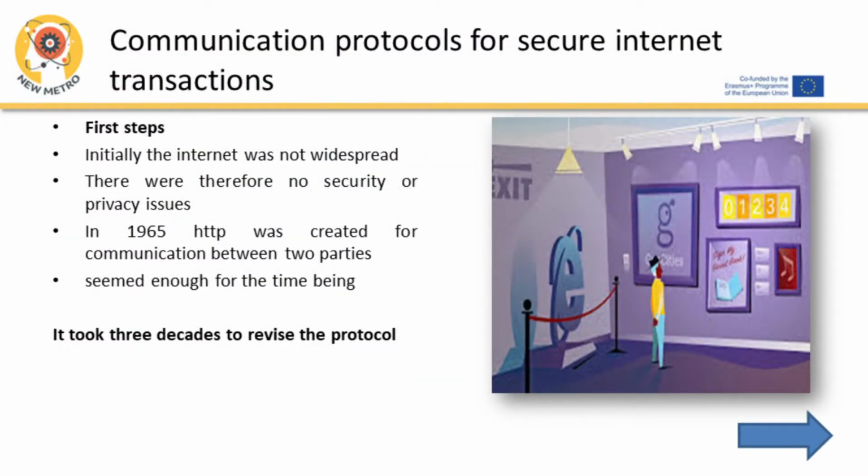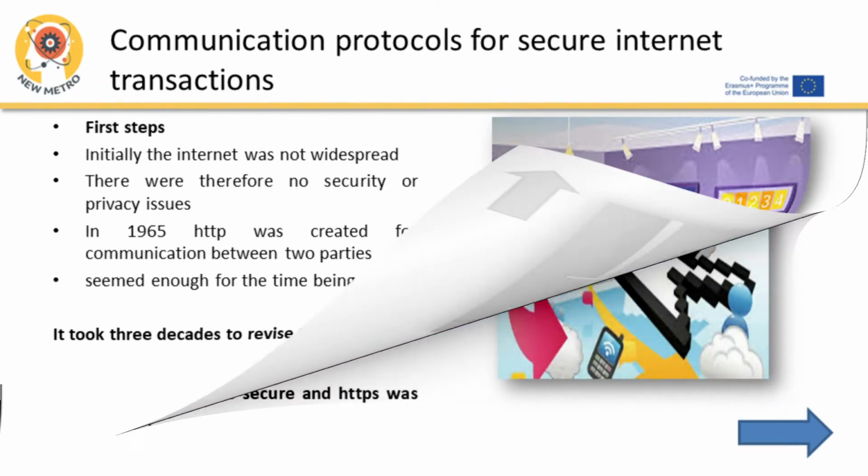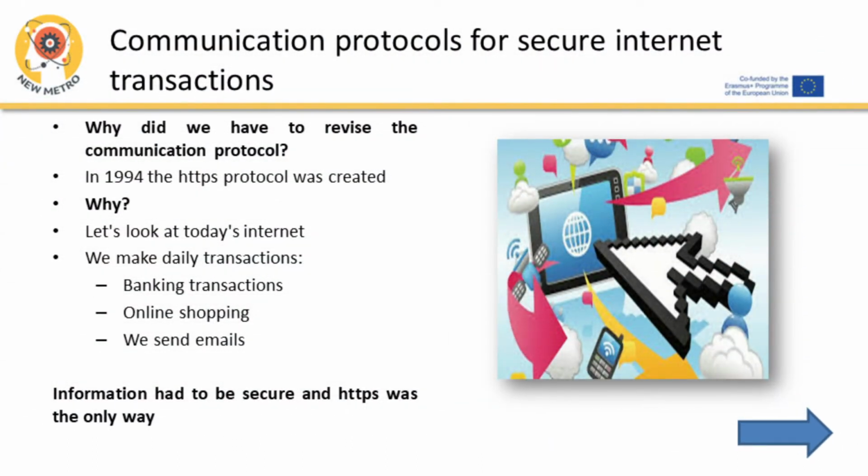But what were the first steps in communication protocols? Initially, the Internet was not widespread. Therefore, there were no security and privacy issues. In 1965, HTTP was created for communication between two parties. It seemed enough for the time being. It took 3 decades to revise the protocol. Why did we have to revise the communication protocol? In 1994, the HTTPS protocol was created.